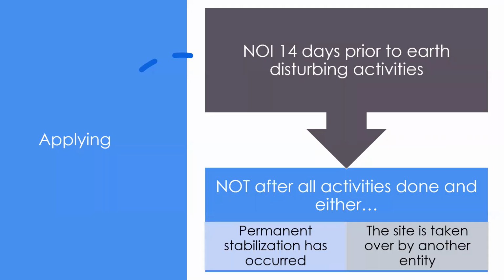And when you apply for a construction permit, it's important to know that you have to have a notice of intent for construction 14 days prior to any earth disturbing activities at your site. And then when you're finished at the end, you have to submit a notice of termination, because obviously once you're finished, you don't want to keep having to follow any kind of permitting requirements. So once the activities are done and either you have had permanent stabilization of all areas, that means these areas are no longer susceptible to erosion, they've been covered, they've been grassed, or the site has been taken over by another entity. So if you have another crew that's coming in to complete another part of the project, you would transfer the permit over to them.